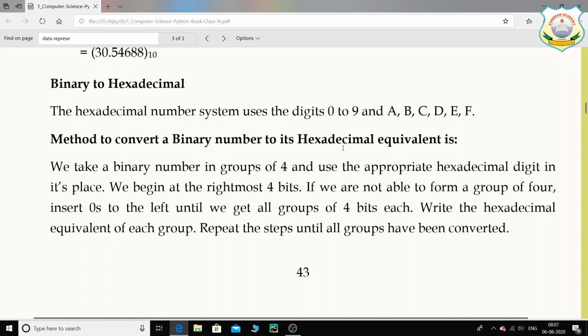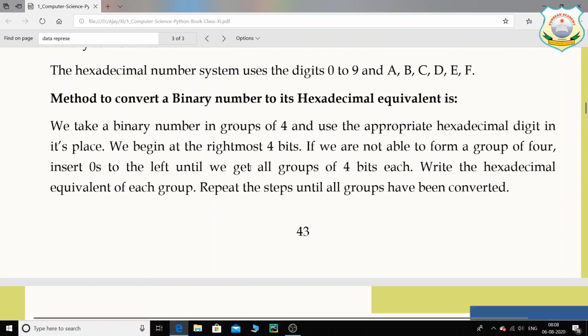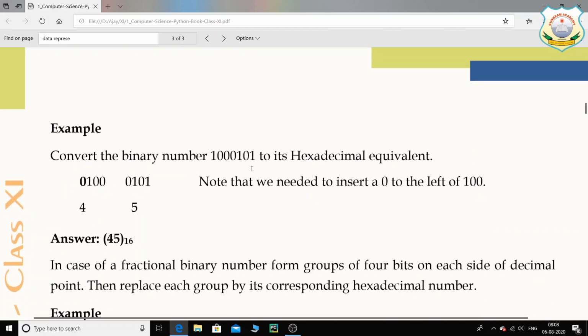So children, binary to hexadecimal, right? Already we have done binary to hexadecimal. I have taught you the technique, what we are supposed to do. If it is binary to hexadecimal, we just have to form the groups of 4. That is the same thing that is told over here in front of you. So let us take the example straight away.